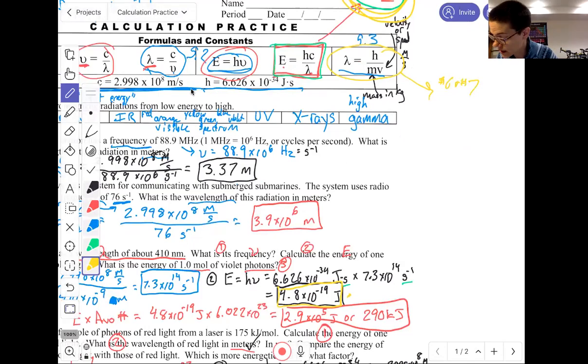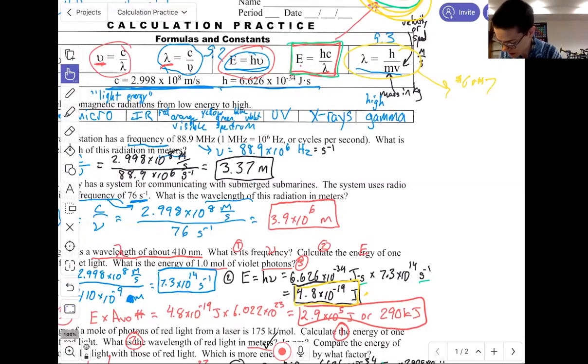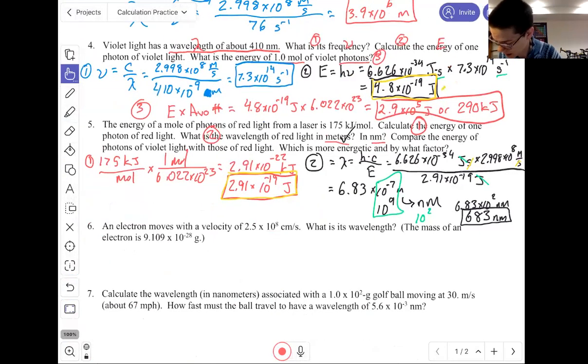So its wavelength is equal to h, that's Planck's constant again, divided by the mass in kilograms times the velocity or the speed in meters per second. And that will spit out a wavelength in meters for us. So that's what we're going to use. So let's go back and see how that applies here.